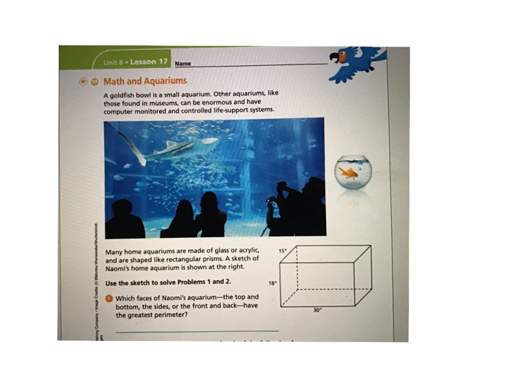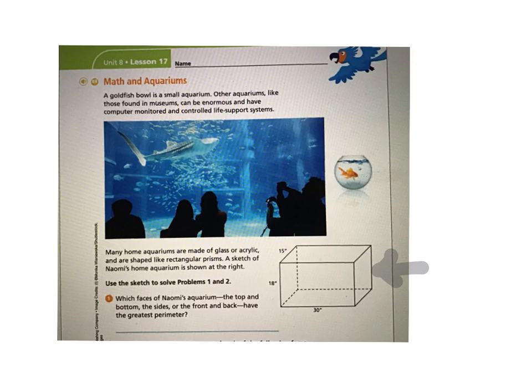All right, I'm going to start reading page 393. Please follow along. Math and aquariums. A goldfish bowl is a small aquarium. Other aquariums, like those found in museums, can be enormous and have computer-monitored and controlled life support systems. Many home aquariums are made of glass or acrylic and are shaped like rectangular prisms. A sketch of Naomi's home aquarium is shown at the right. So you can see her aquarium here.